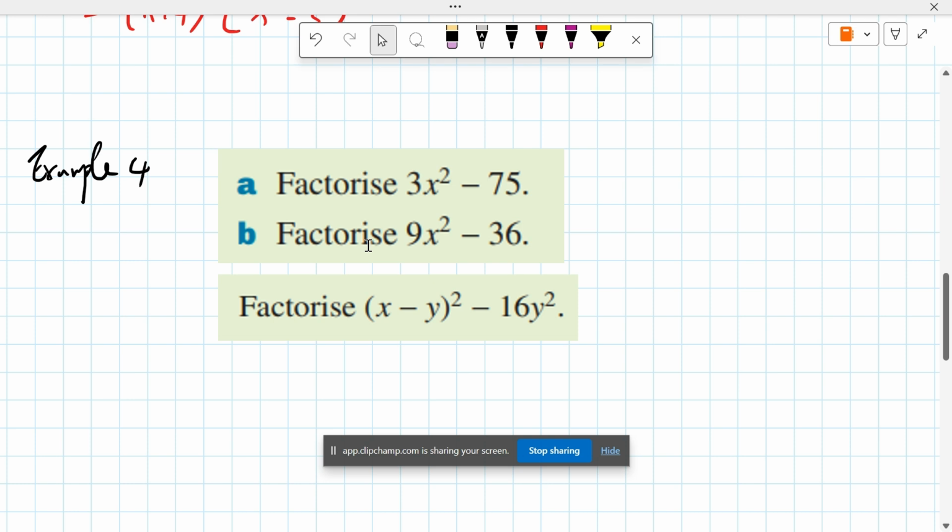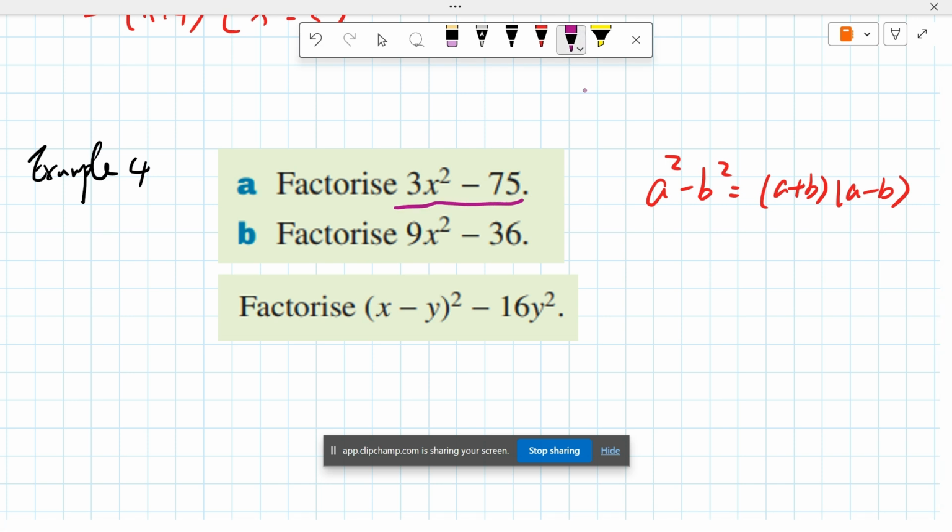And now what we do is we call difference of two squares, which is what we're using: a squared minus b squared equals a plus b, a minus b. Okay. And now for the first one, I'm going to do 3x squared minus 75. First thing first, what's the common factor between those two? That'll be the number 3. So 3 outside, x squared minus 25.